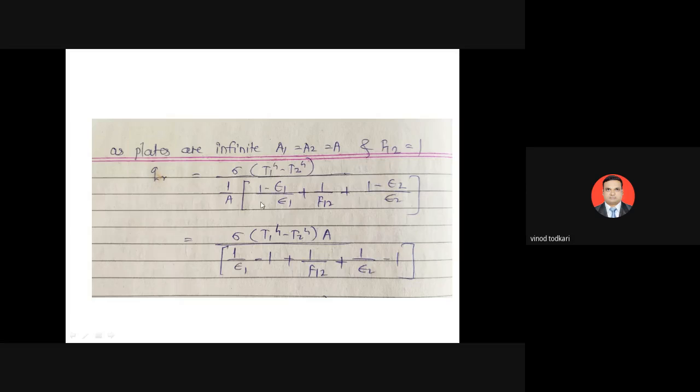now see denominator. What will be there in the denominator? 1 upon epsilon 1 minus 1. Is the first term clear to you? Now F12 is 1, right? So let's write it as it is, 1 upon F12. And what will be this term? 1 upon epsilon 2 minus 1. Now, that F12 is 1. So minus 1 plus 1, it will get cancelled, right?